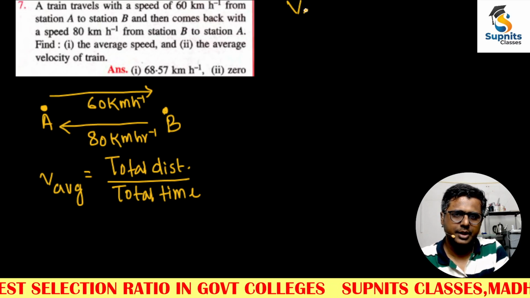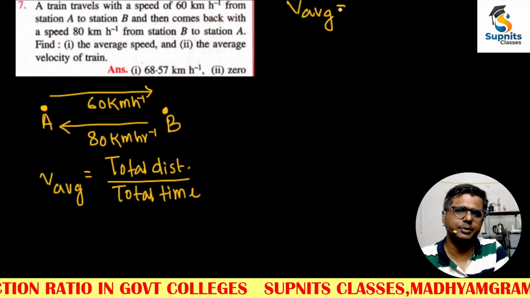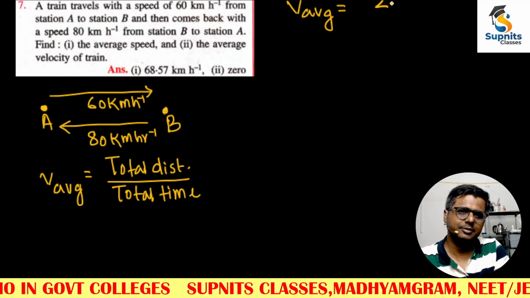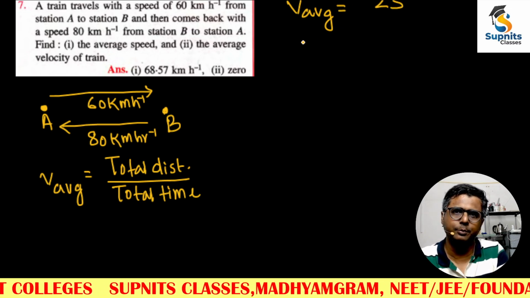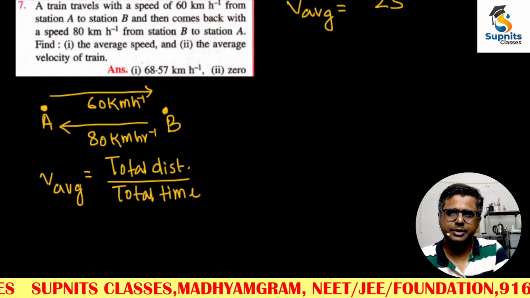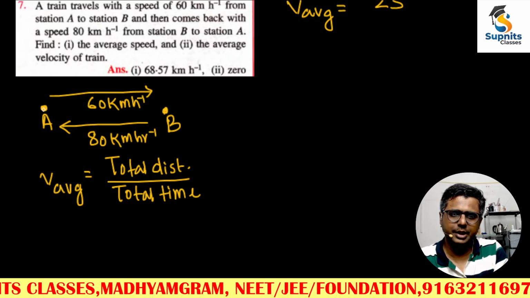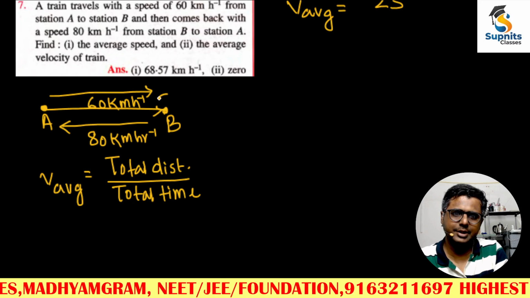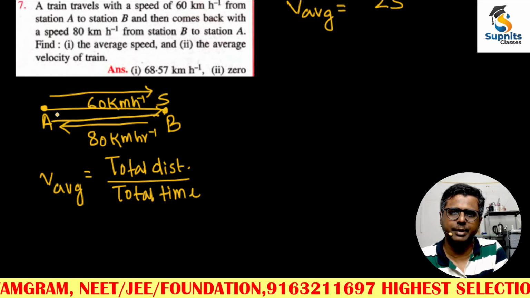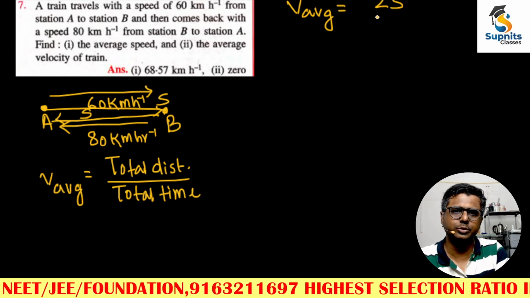So the total distance over here should be 2S, because once you go from A to B and again you come back. So you are traveling from here, you are going S and then you are again coming back another S. So it is 2S.